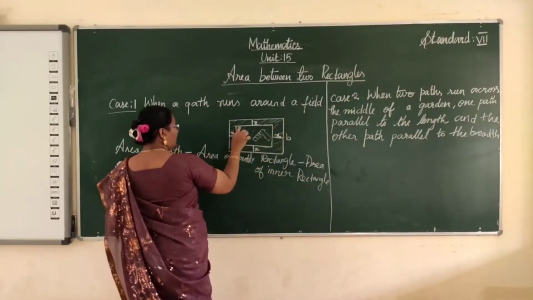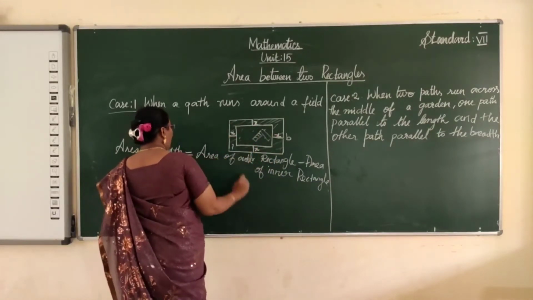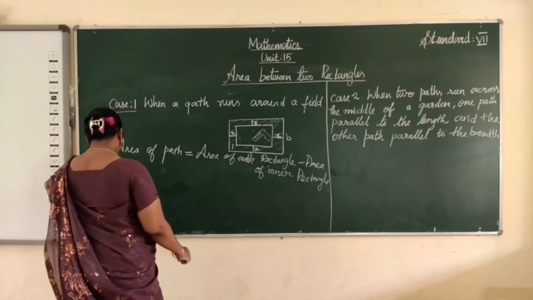Okay, if we subtract this rectangle from this rectangle, we get the pathway, we get the area of the pathway.